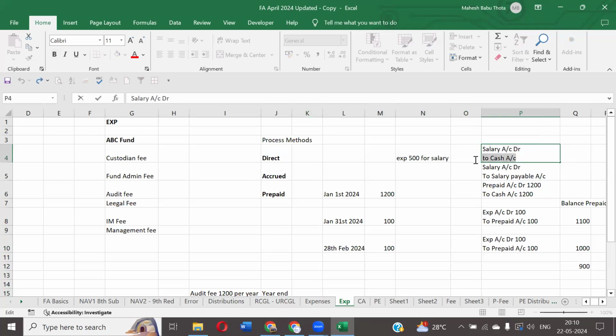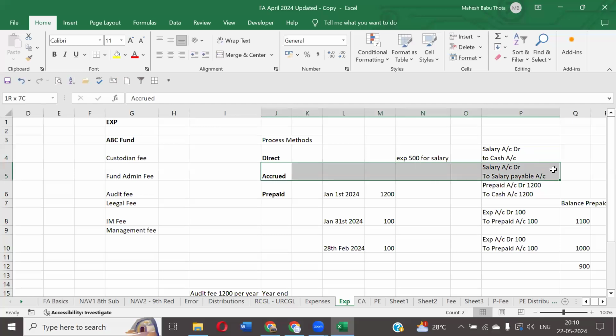Cash is the asset, right? Balance sheet item. If you are paying 500 rupees cash, the cash balance will reduce, right? So it will impact our NAV. Correct. Are you guys understanding? Yes, sir.